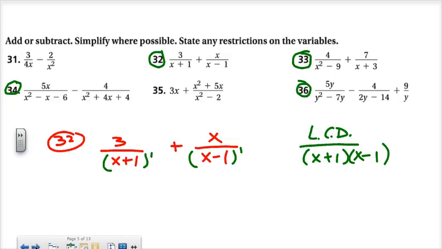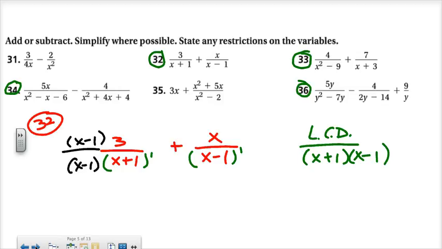So now what I need to do is build these up and get them to that common denominator. Well, my first denominator only has the x plus 1. It's going to need an x minus 1. And again, whatever we do to the bottom, we do to the top to make sure that we are still just multiplying by 1. We're just manipulating the way it looks. We're not changing its value. And then my second fraction is going to need an x plus 1 on the top and the bottom.